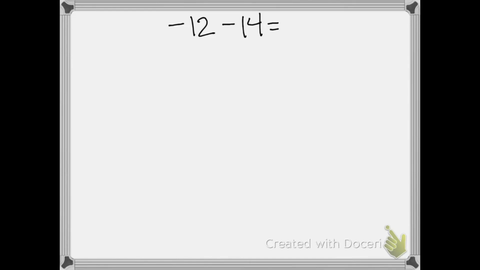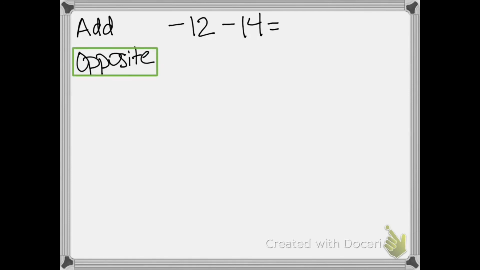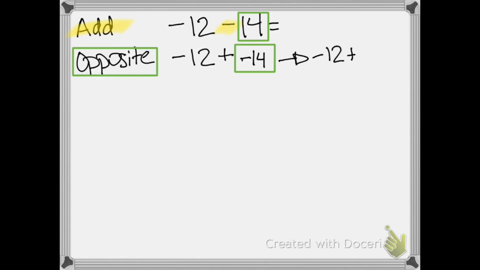Negative 12 minus 14. I want to change this subtraction problem to an addition problem, and to do that, I need to add the opposite. So, first thing I'm going to do is change this subtraction sign to addition, so negative 12 plus. Then I need to find the opposite of this number, which is 14. And the opposite of 14 is negative 14. So now the addition problem I have is negative 12 plus negative 14.